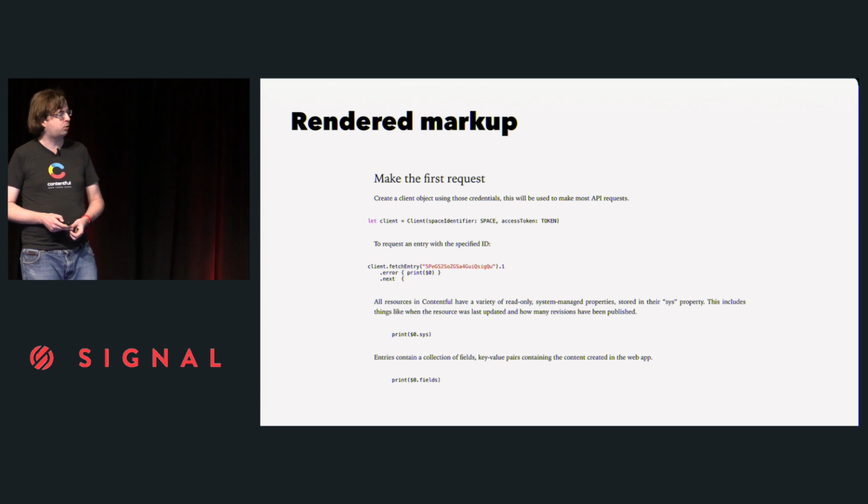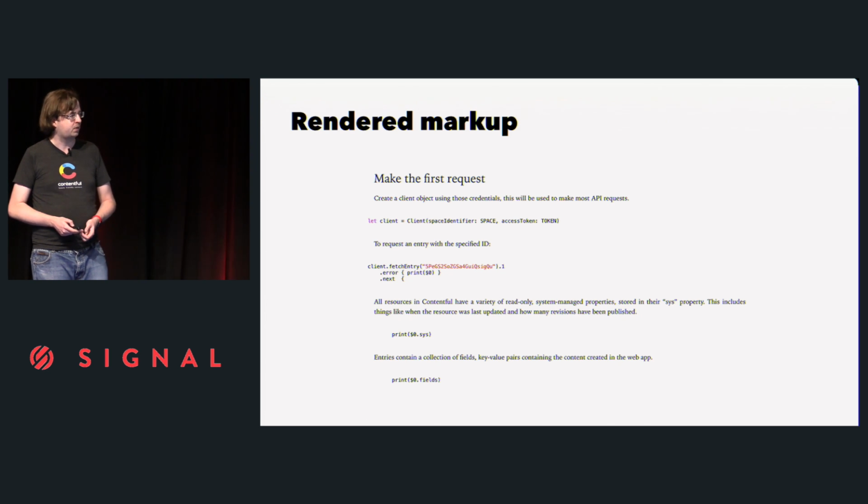I showed earlier the CocoaPods Playgrounds plugin. Once you have a CocoaPod for your API client, you can just use that to generate the playground, and then you put your actual stuff in there.